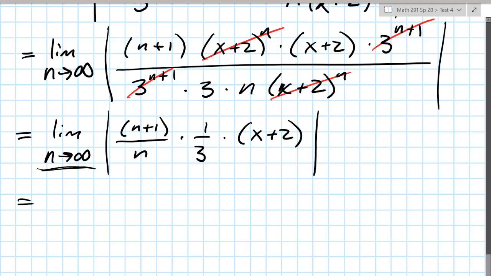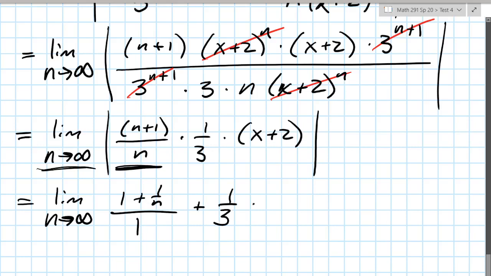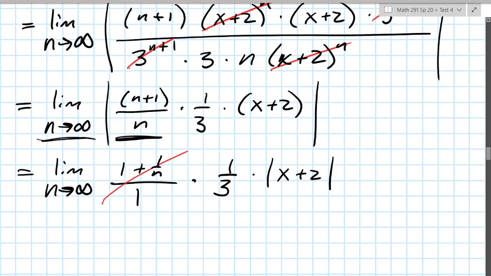I'm also going to multiply the numerator and denominator of this first part by 1 over n in order to get a limit that I can evaluate. So that gives us (1 plus 1 over n) over 1, times 1/3, times the absolute value of x plus 2. This limit is 1, times this limit is 1/3, times that limit is absolute value of x plus 2.